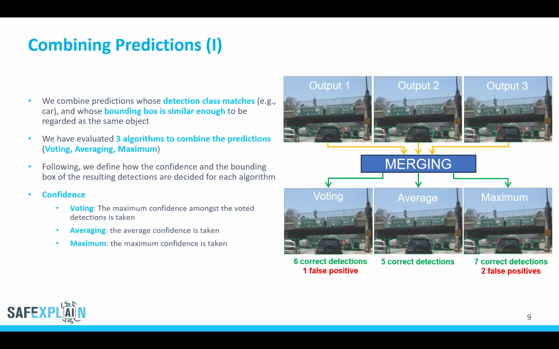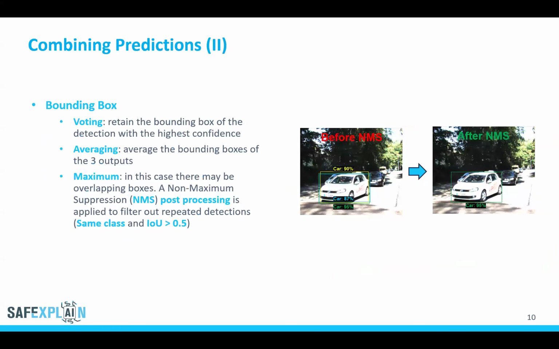To set the confidence, with voting, we take the maximum confidence amongst the detections that are being voted. With averaging, as the name suggests, we simply do the average. And with maximum, we take the maximum. Then with the bounding boxes, with voting, we retain the bounding box of the detection that had the highest confidence. With averaging, again, we simply do the average. And with maximum, this case is a bit more special because we can have redundant bounding boxes, since we're taking the maximum across all the redundant components.